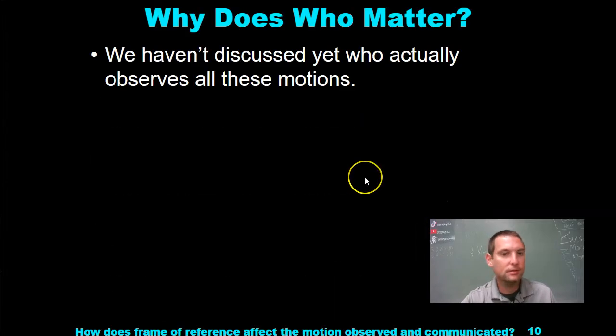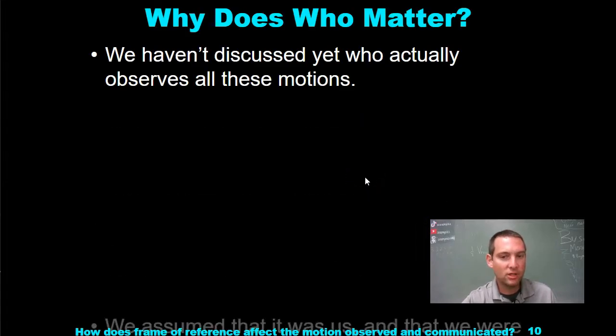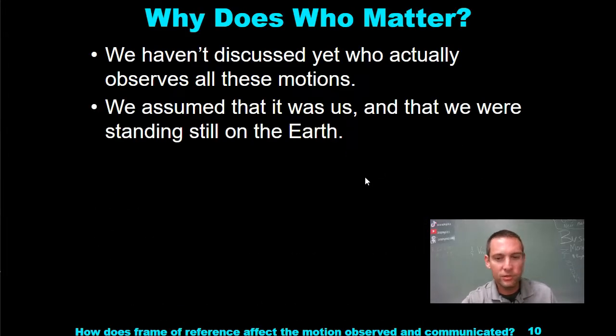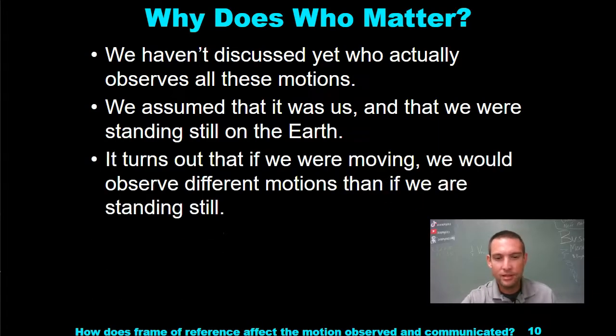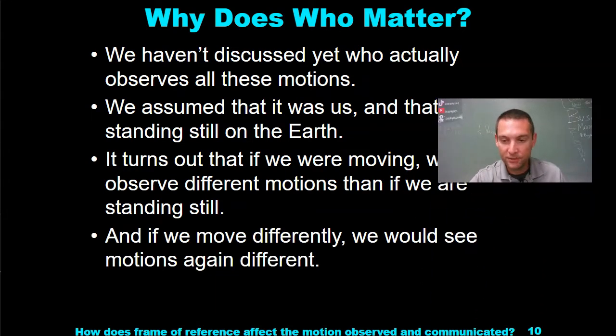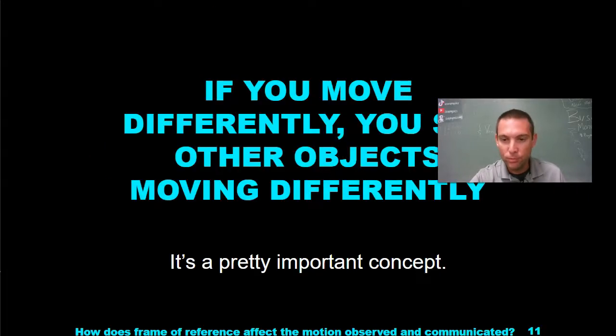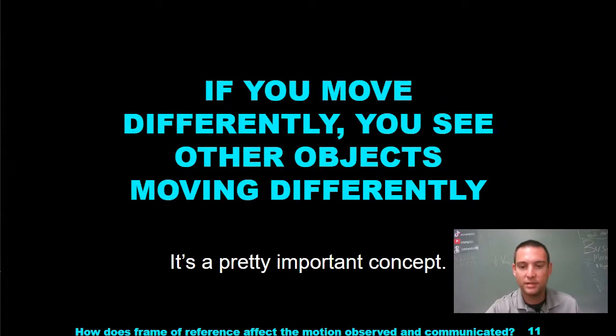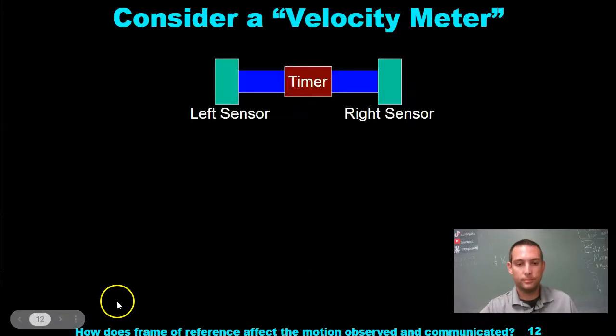Why do we care? We haven't discussed yet who actually observed these motions. Instead, we've assumed that it was us, and that we were standing still on Earth. Turns out that if we were moving, we would observe different motions than if we are standing still. And if we move differently, we would see motions differently again. If you move differently, you see other objects moving differently. It's a very important concept, and it completely changes anything that we've been talking about so far.